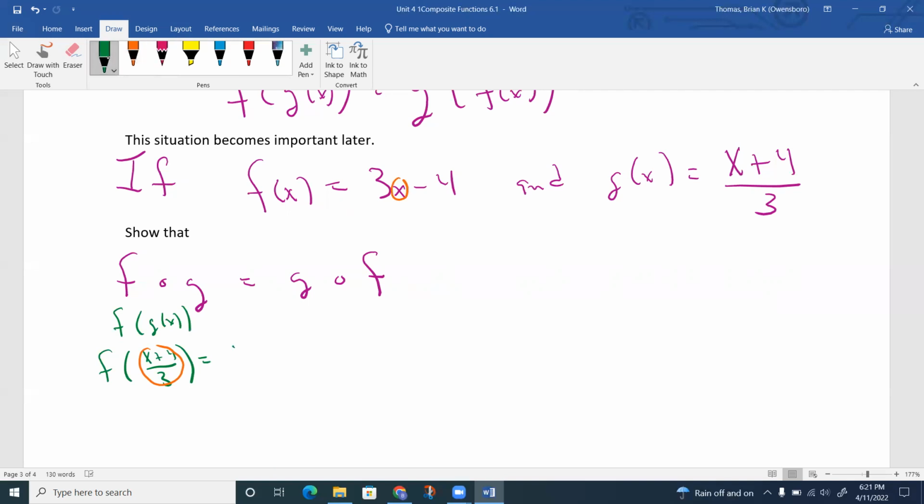So this becomes then 3 times x plus 4 over 3 minus 4. To simplify this, notice how the 3 on the top and the 3 on the bottom just divide out to start with. This leaves me x plus 4 minus 4. And the plus 4 and the minus 4 cancel out as well. So now we're just left with x. So that's what f of g of x equals.